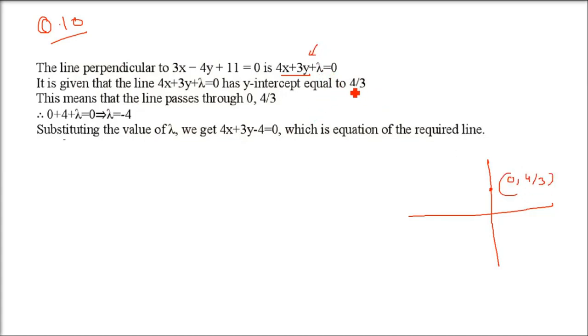A line is perpendicular and it is passing through 0, 4 by 3. X as 0, y as 4 by 3, you get 4. Lambda is minus 4. The equation will be 4x plus 3y minus 4 equals 0. This is the equation.